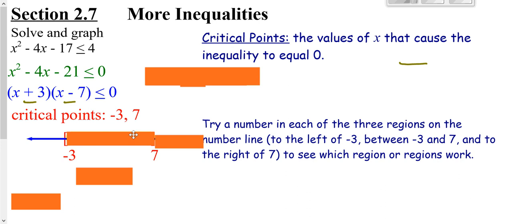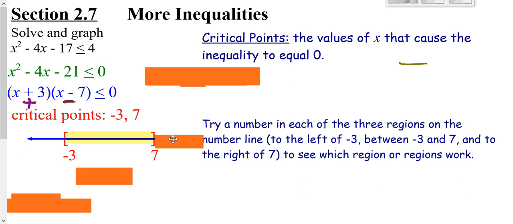Then I could try something in between, like 0. If I try 0, 0 plus 3 is positive, 0 minus 7 is negative, positive times a negative is negative, and that's what I'm looking for because I want less than 0. So I tried a number in between, and it worked, so I'm going to shade in between.